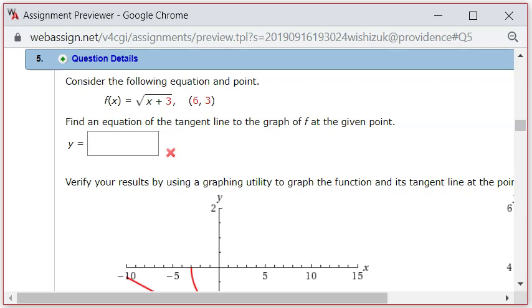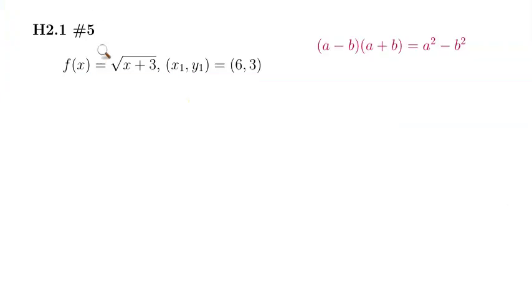Alright, let's look at homework 2.1, problem number 5. We have a function f of x equals the square root of x plus 3, and we want to find an equation of the tangent line to the graph of this function at the point (6, 3). Alright, so let's do that. Since the point is already given, I'm going to call it x1, y1.